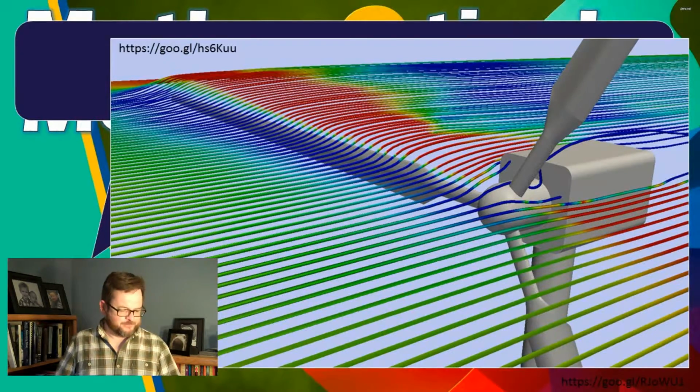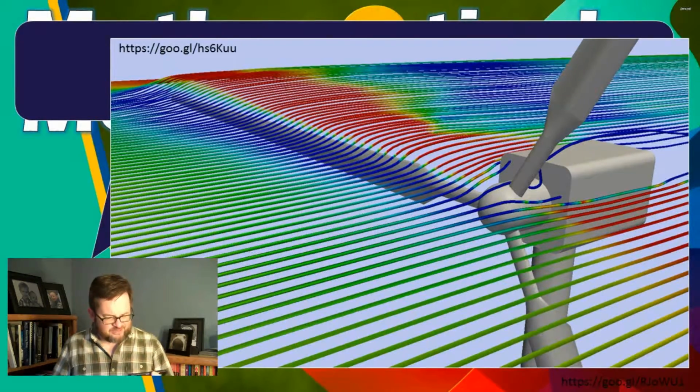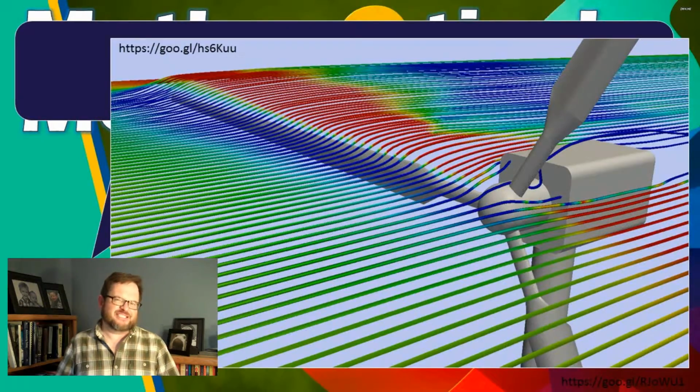But what is that thing? I'm not even sure I believe, by looking at this, that the wind turbine is spinning in this diagram.